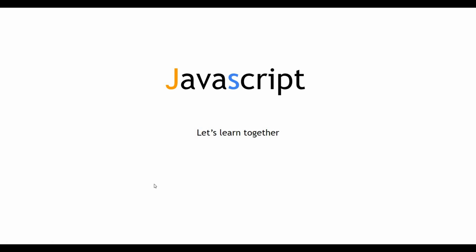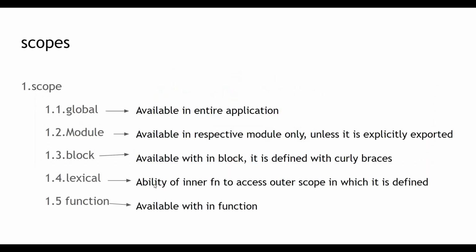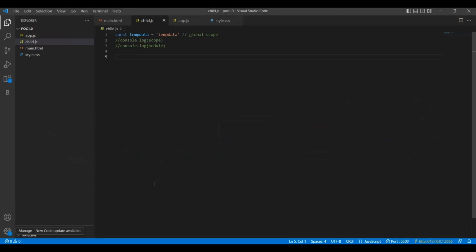As part of learning JavaScript, we are learning about scopes. In the previous videos, we have discussed global scope and module scope. In this video, we will discuss block scope and function scope. After that, we'll discuss lexical scope. Okay, let's jump into the code.